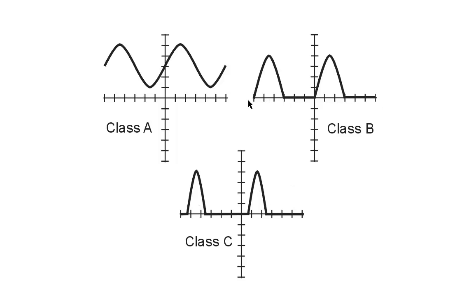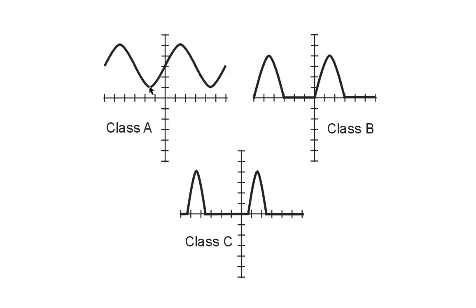Class B is biased right at pinch-off or cut-off, so it in effect rectifies the signal, half-wave rectification along with amplification. Class A, you're biased so that the device conducts all the time. It's biased at a level considerably below the cutoff or pinch-off threshold.